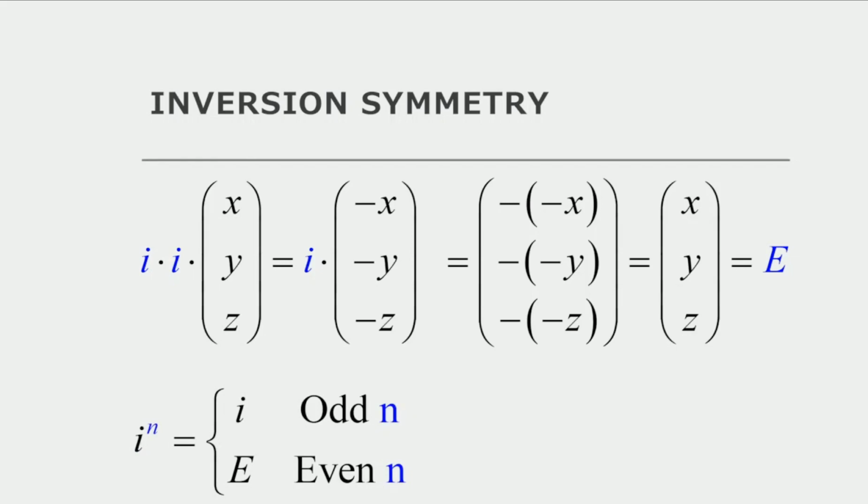In short, we can say that if we do the operation n times, that is I raised to n, then it leads to the inversion I itself if n is odd, otherwise it leads to the identity operation. So you should always keep in mind that the center of symmetry generates only two operations, the inversion operation and the identity operation. So the unique operation is I.